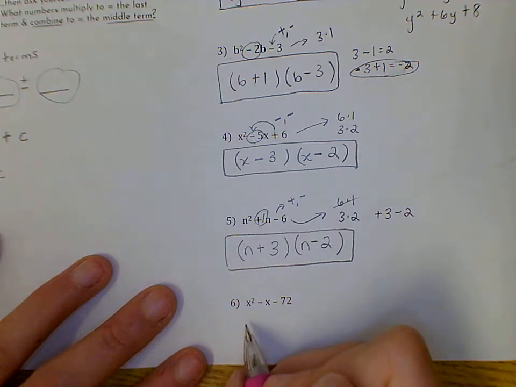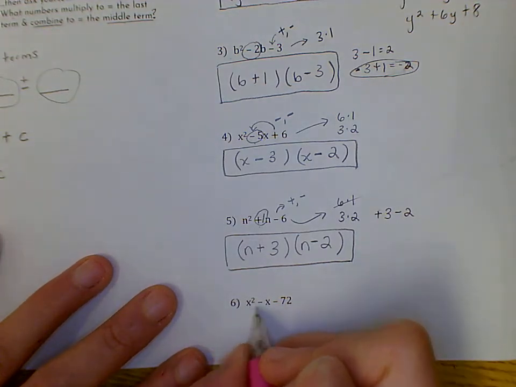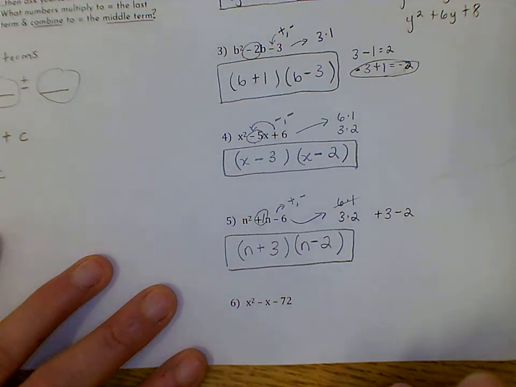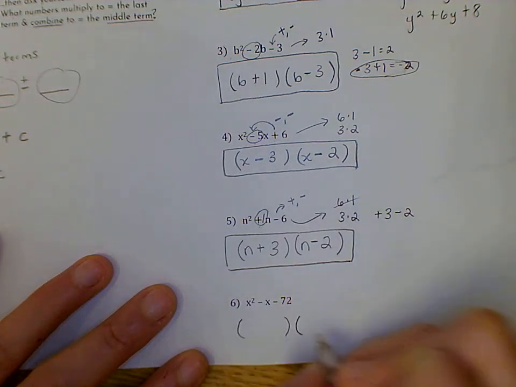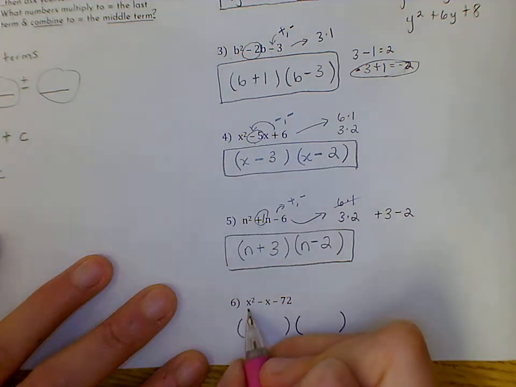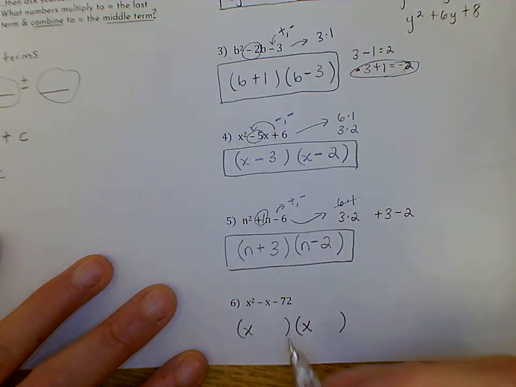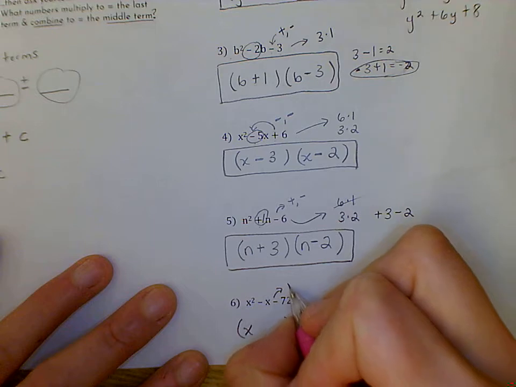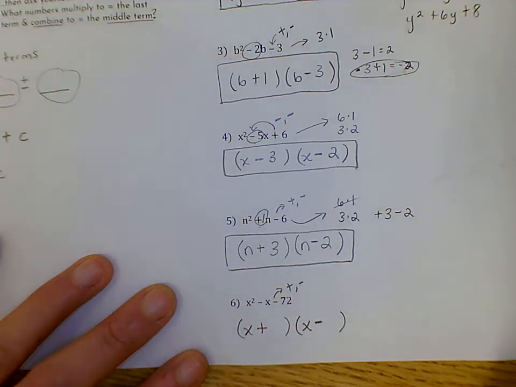Okay, last one. So this one is a trinomial. You got a 1 up front. All three terms don't have anything in common, so you don't have a GCF. Well, it's a trinomial, so we can do the trial and error. So I'm going to put my 2 parentheses. What times what gives me x squared? X times x. And then look at your signs. So the last sign is a negative, so that tells me they're going to be different signs. So I'm going to put a plus in one and a minus in the other.